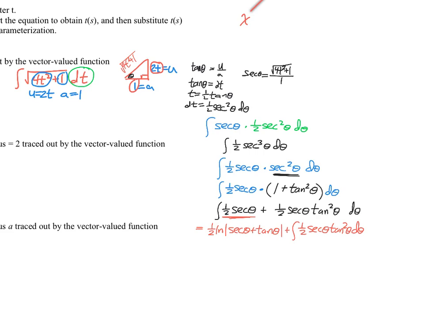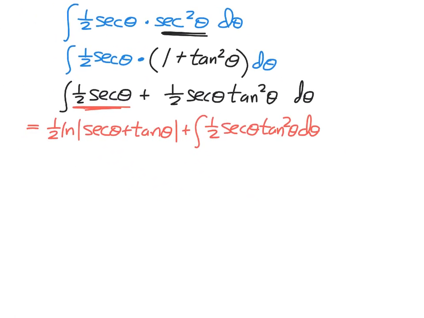Now I need to figure out what the antiderivative of secant times tangent squared theta is, right? Because then, once I do that, I can go back in and start substituting, right? Because I got to get it back in terms of t after the fact, right? So that ends up being the other challenge, right? So you got to think about what we can do here.